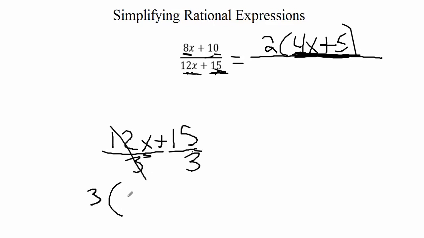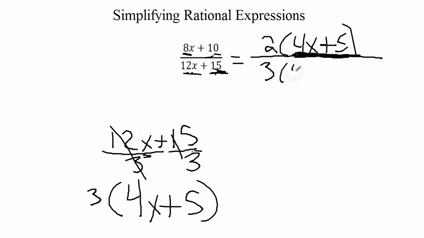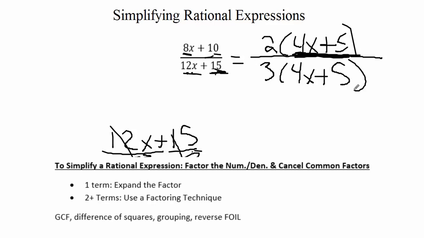12 divided by 3 is a 4, and drop down that x, plus the 15 over the 3 gives us a 5. So again, I'm just going to move this over to my denominator. We factored out the 3 and got 4x plus 5, which just happens to be the same thing that I was left with in our numerator. We already discussed that 4x plus 5 is already simplified. It can no longer be factored, which means we are done factoring our numerator and our denominator.